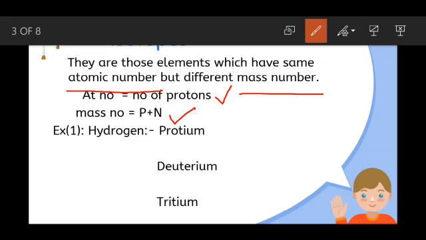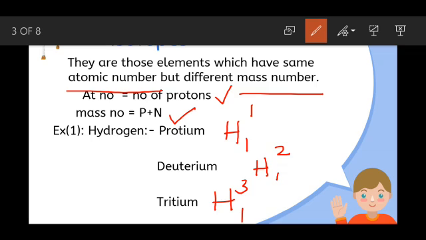Let's take an example of hydrogen. Hydrogen exists in three forms: protium, deuterium and tritium. For protium, H is the symbol, its atomic number is 1 and its mass number is 1. Deuterium has atomic number 1 and mass number 2. Tritium has atomic number 1 and mass number 3.